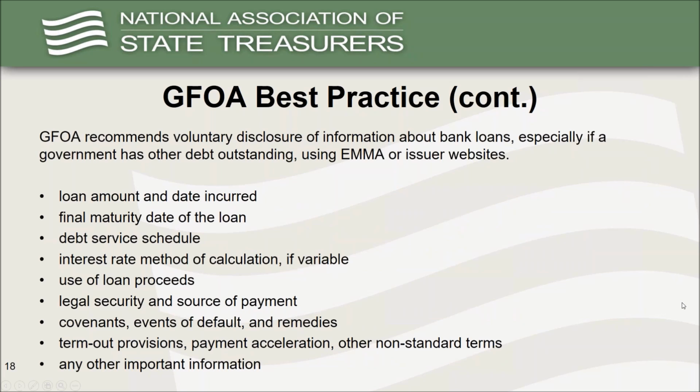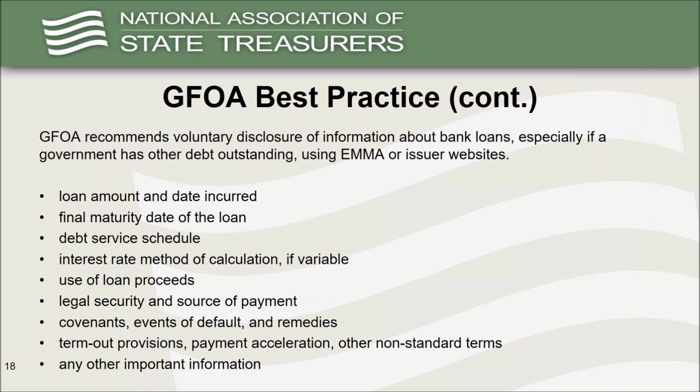Finally, GFOA takes a very strong stance in recommending voluntary disclosure about bank loans, especially if the government has other debt outstanding, using EMMA or issuer websites. Now, depending upon what the SEC does tomorrow in proposing amendments to 15c2-12, this may no longer be voluntary in the sense that if they add disclosure of bank loans as a type of event that has to be disclosed under 15c2-12, if the issuer has any other debt outstanding, when a bank loan is taken out, it will have to be disclosed. But at the time that GFOA adopted this best practice, there was nothing like that on the horizon.